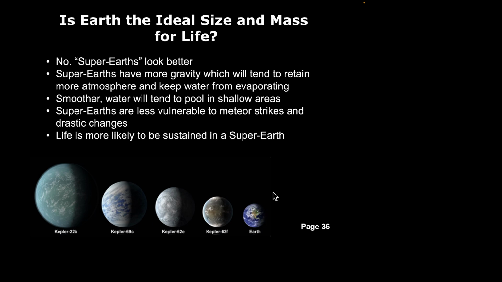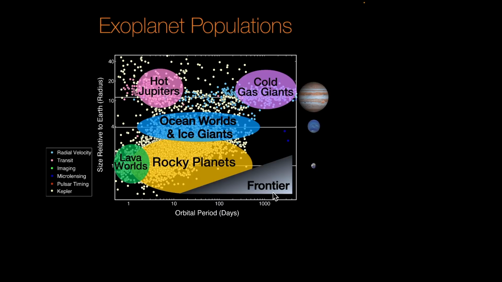The Kepler Space Telescope has found over 1,000 of these super-Earths searching just a tiny portion of the sky, some of which are illustrated here. Here's a graph which shows exoplanet populations and which ones have been found by which methods.